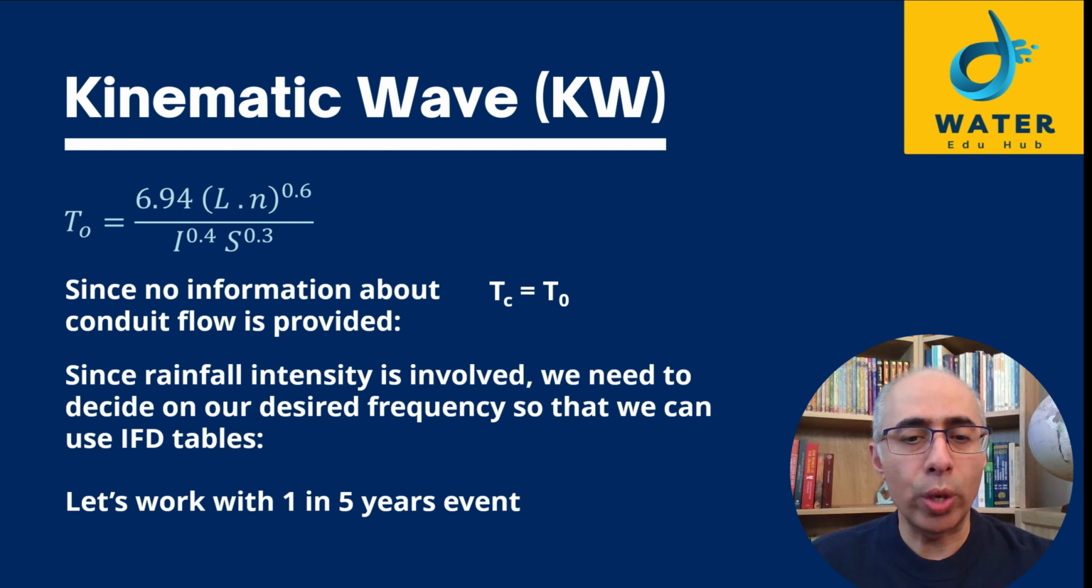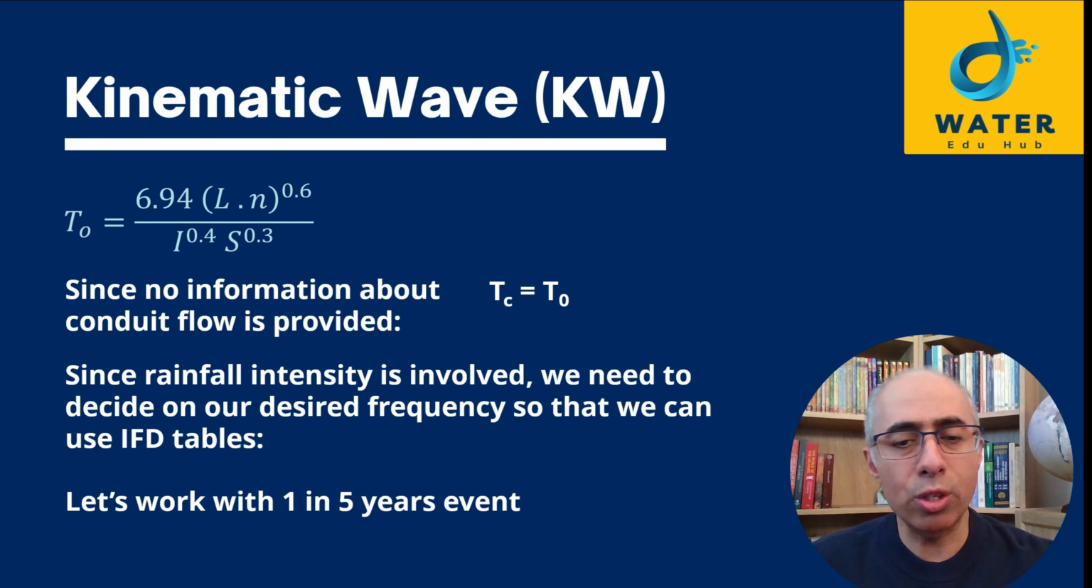And after that, we have another note about the fact that the rainfall intensity is involved in this formula, and that means that we are going to have an iterative process, and that's why we need to start with an assumed value for either TO or the rainfall intensity. I personally prefer to assume a number for the rainfall intensity. That will be easier to navigate in the IFD tables.